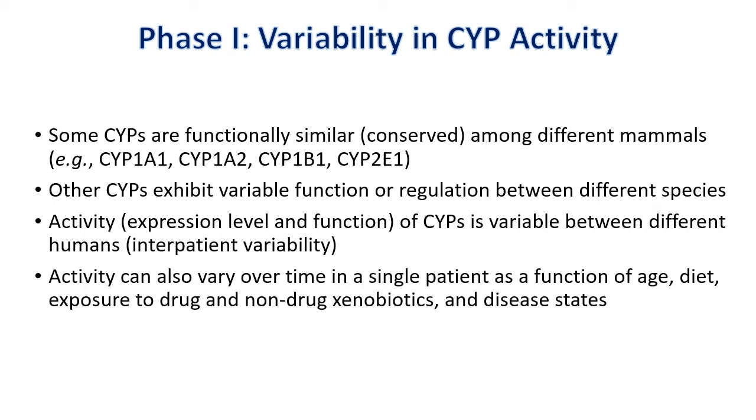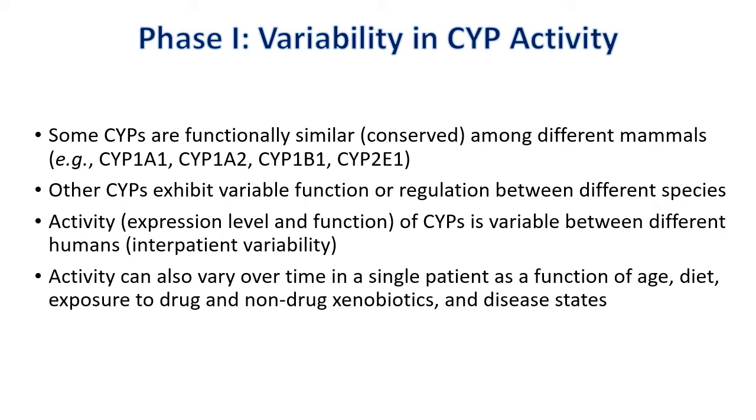The main point is to never assume that if you're working with or treating an animal, the metabolism of drugs is the same as in humans. Now, getting on to the third bullet: activity of CYPs is variable between different humans. We talked about that. Generally that's polymorphisms. It could be other reasons, but it's usually a genetic difference. Activity, and this is just as important, can also vary over time in a single patient as a function of age, diet, exposure to drug and non-drug xenobiotics, and disease states.